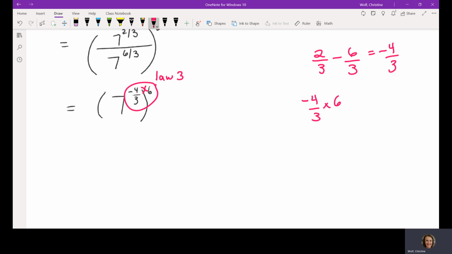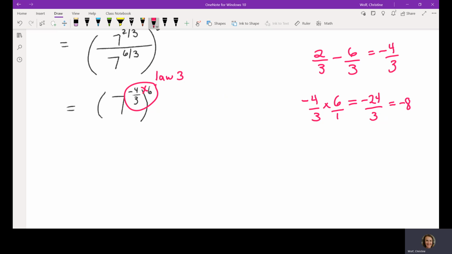Multiplying's the easy one. You don't need common denominators. We just imagine that this 6 is over top of a 1. You multiply the tops together, -24, and you multiply the bottoms together, 3. Let's reduce that to just a -8, right? 24 divided by 3 is a nice fraction. It works out to be 8.